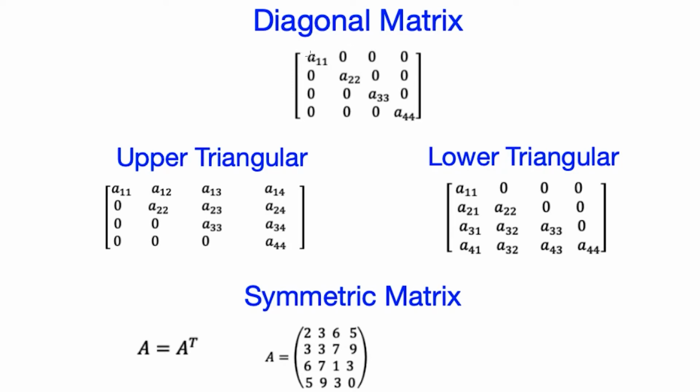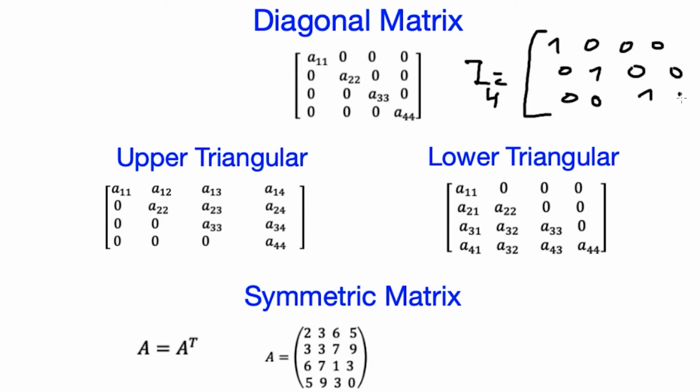So it has some numbers here on the main diagonal, but the only condition is that all the elements off the main diagonal are zeros. So all these elements must be zero. For example, the identity matrix is a diagonal matrix. For example, if we have I4, it will be 1 0 0 0, 0 1 0 0, 0 0 1 0, and 0 0 0 1.